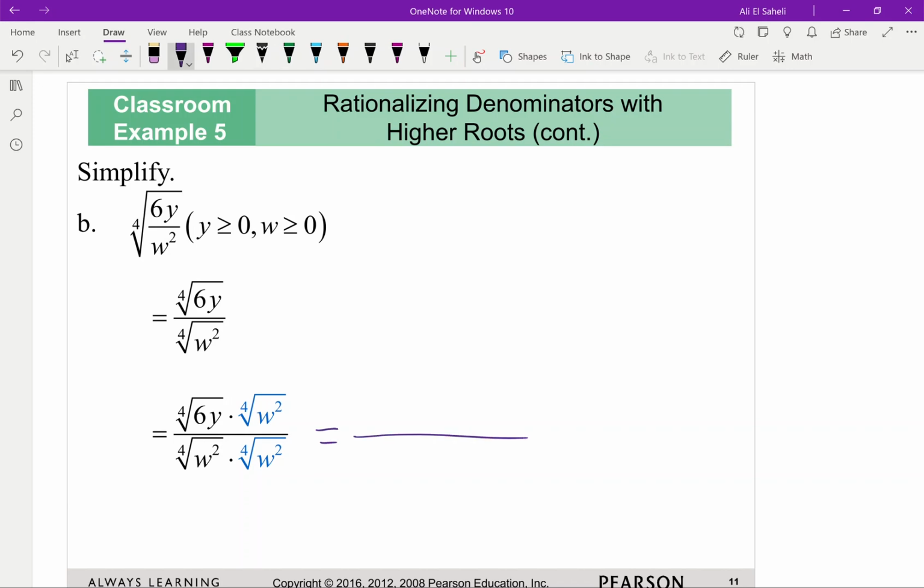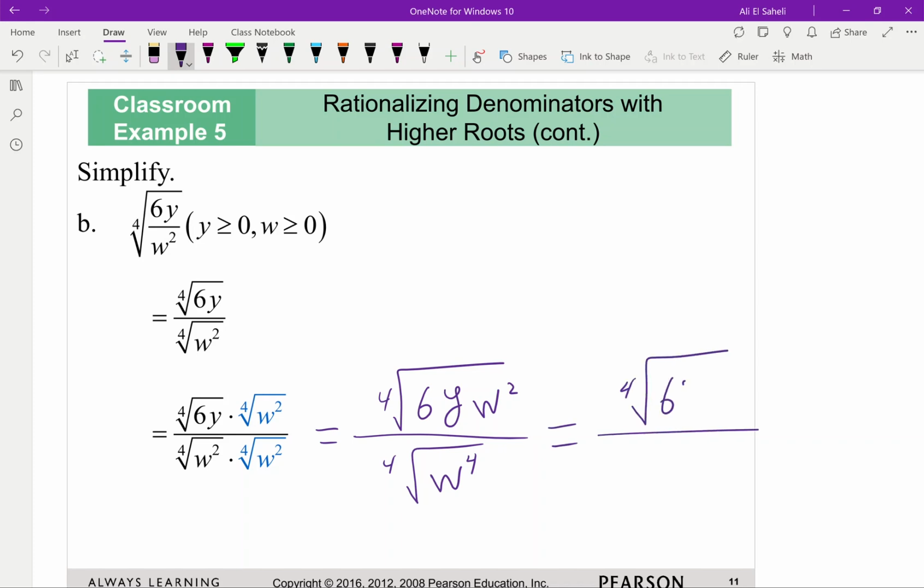So here what we have, fourth root of 6yw squared. And here you have the fourth root of w to the power 4. So this is fourth root 6yw squared. Fourth root cancels the power 4.